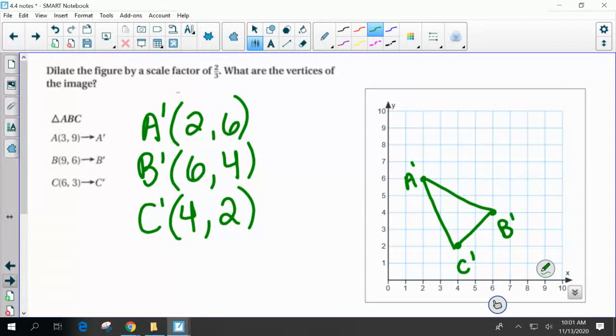And then you always want to make sure you're labeling when you graph. Like I have my vertices labeled and I have the apostrophe there to show that it's my prime shape, which is the second shape.